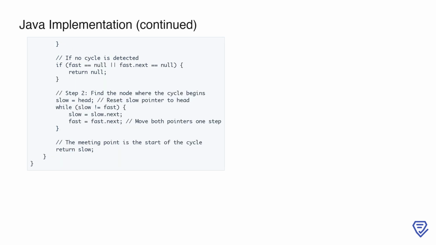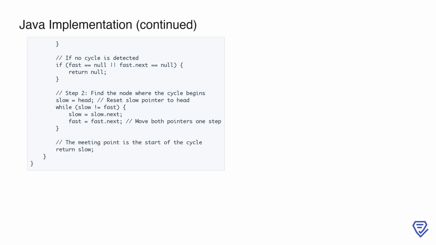Once the presence of a cycle is confirmed, the next step is to locate the exact node where the cycle begins. If the fast pointer or its next reference is null at this stage, we return null because no cycle exists. Otherwise, we reset the slow pointer to the head of the list, while the fast pointer remains where the cycle was detected. Both pointers now move one step at a time. The point where they meet again is the start of the cycle.